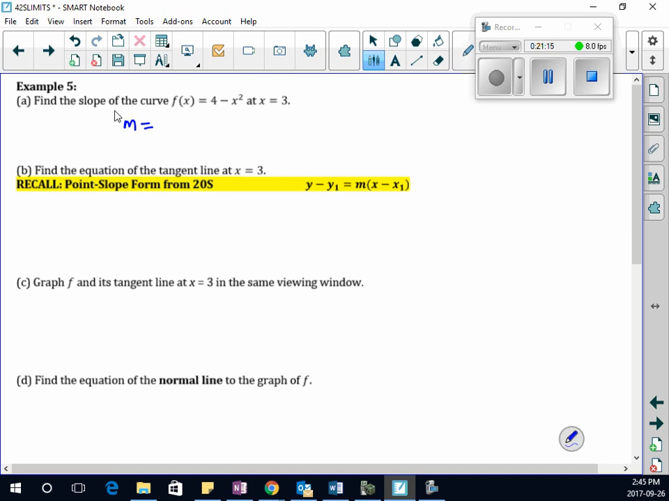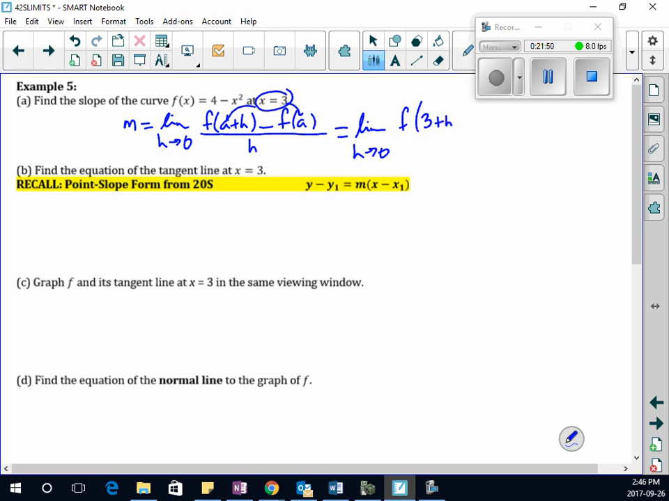It was the limit as h goes to 0 of f of a plus h minus f of a, all divided by h. Okay, so here's the thing. A's and h's don't make sense unless there's actually numbers here, right? They're giving you the a this time. So this means this is the limit as h goes to 0 of f of 3 plus h minus f of 3 divided by h.